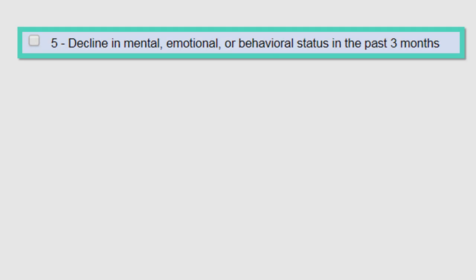Response 5. Decline in mental, emotional, or behavioral status in the past 3 months. This information should be obtained within the patient history and physical and other medical records. Interviewing the patient and caregiver is also necessary to obtain all the information. Assessment of the following might indicate an appropriate reason to code 5 within M1033.